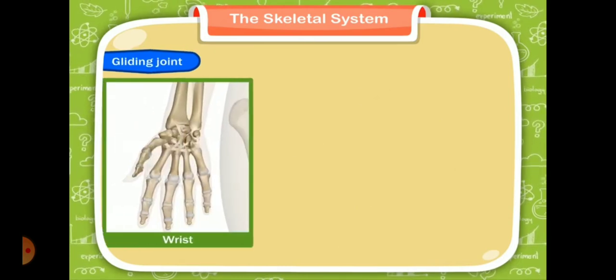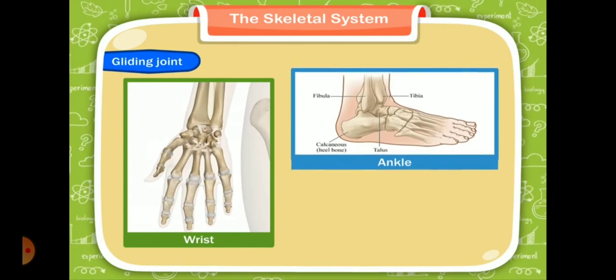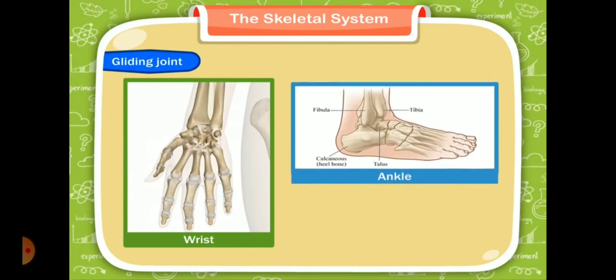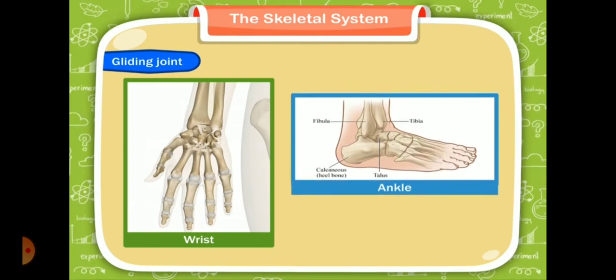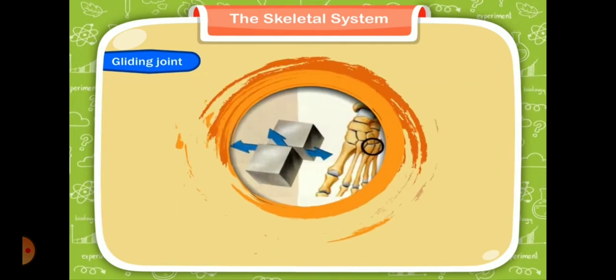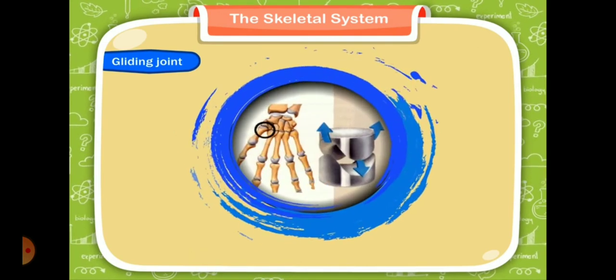Gliding joint. Our wrists and ankles have joints that allow the bones to slide over each other so we can move them. Such joints are also found between any two vertebrae of the spine. They are known as gliding joints. This kind of joint allows us to bend, turn, and twist our back. If there were no gliding joints in the back, we would feel and behave like wooden puppets.